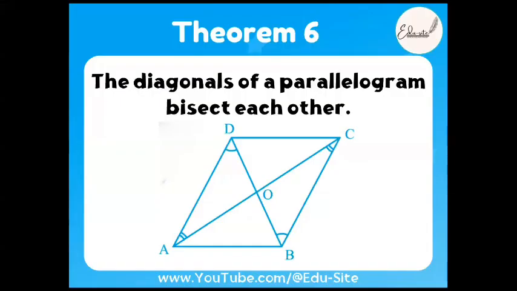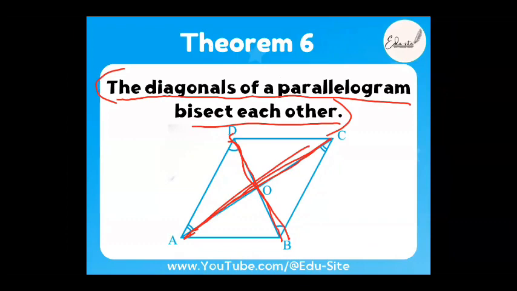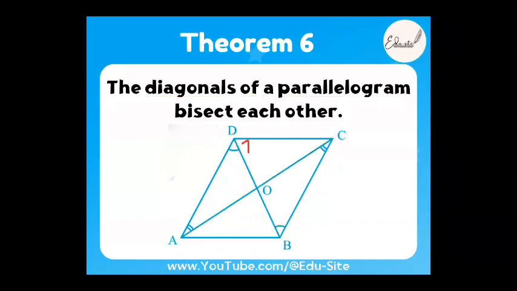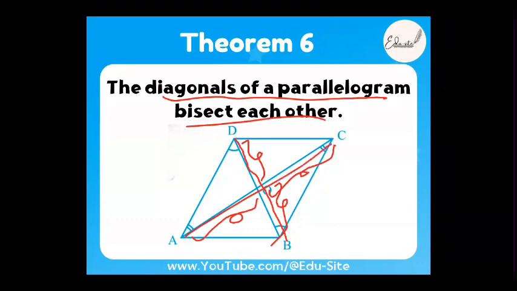Now, what does theorem 6 state? The diagonals of a parallelogram bisect each other. What does this mean? If this is a diagonal and this is a diagonal, they bisect each other. What does this mean, Laiba? OD equals OB. What does bisect mean, Laiba? It divides this line into two equal halves. The diagonals AC and BD bisect each other, dividing each other into equal halves, correct?